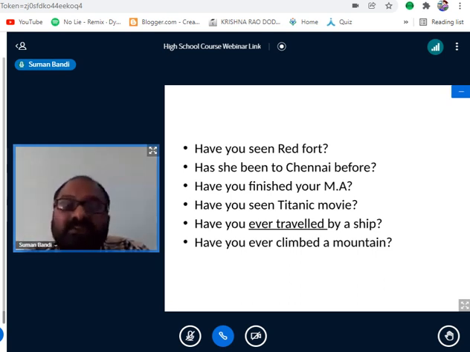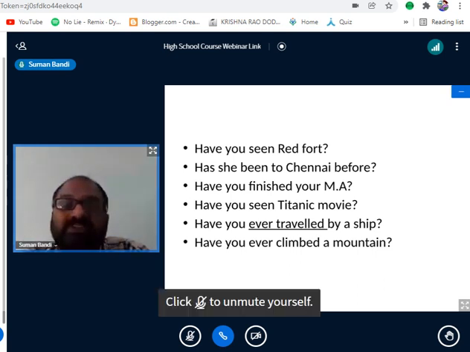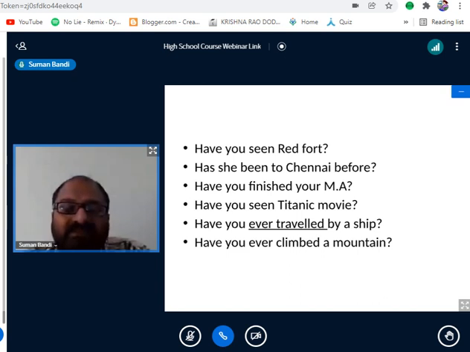That's why you see, have you seen Red Fort? Has she been to Chennai before? Means that person is not from Tamil Nadu. Definitely you will not ask this question to somebody belonging to Tamil Nadu, isn't it? Because that's their capital city, definitely they will go there. So you are talking about somebody who is not from Tamil Nadu, and more likely that person has not come to Chennai before. That's why, have you been to Delhi before?